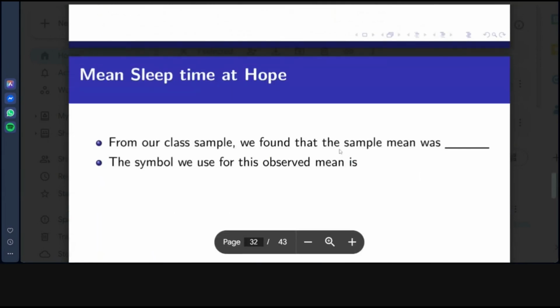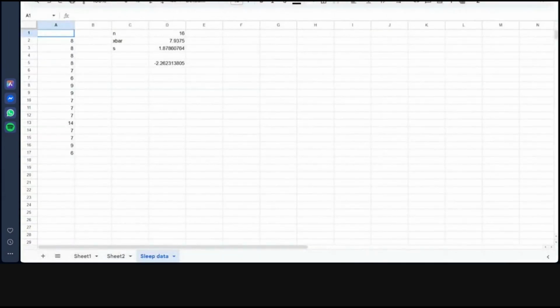So I got the class to contribute what their sleep times were. And here it is. If you go to the spreadsheet, we have a data scratchpad also linked on Moodle. It's section 7 or section 8, but for illustration purposes, I'm using the section 7 data. So you see the whole class, they put in these data points. These are the number of hours they slept last night, I asked them.